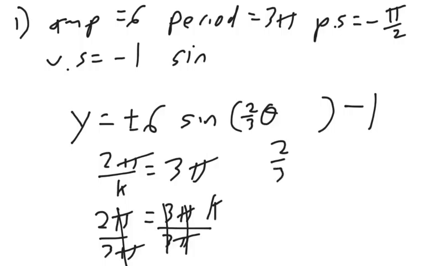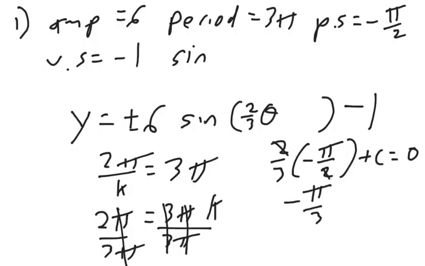In order to find the phase shift, I do 2/3 times negative pi over 2 plus c equals 0. Well, since the 2's cancel out, we got negative pi over 3 plus c equals 0, and c equals pi over 3.